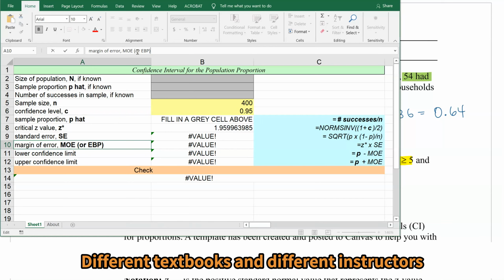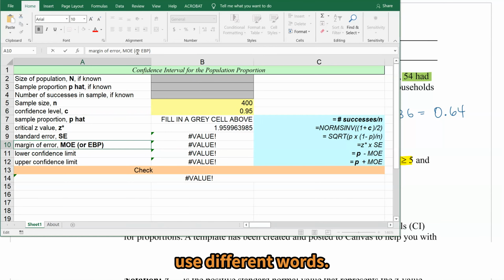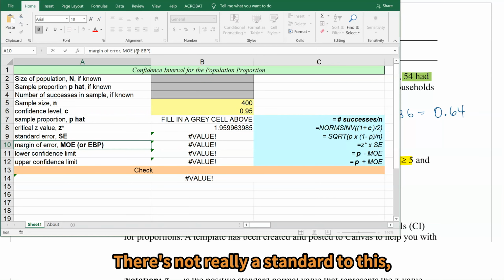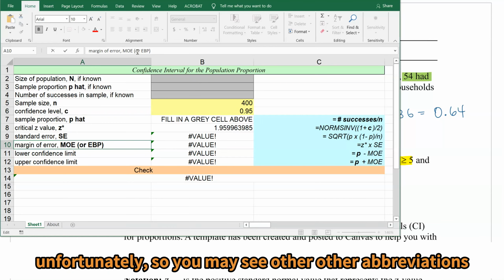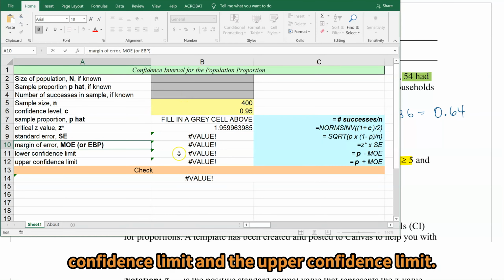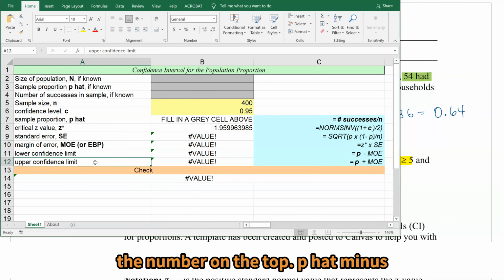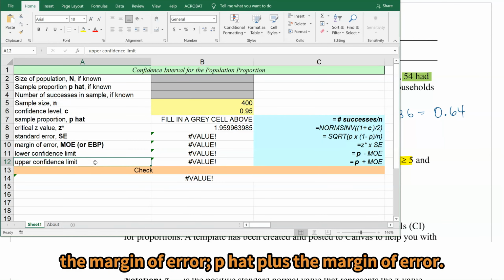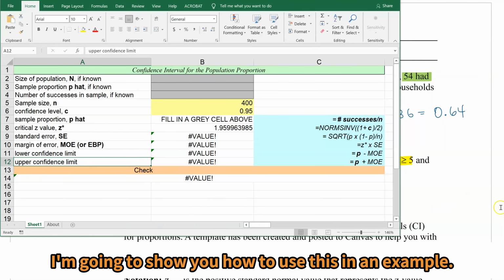Different textbooks and different instructors use different words. There's not really a standard to this, unfortunately. So you may see other abbreviations coming up. And then the lower confidence limit and the upper confidence limit. So the number on the bottom, the number on the top. P minus the margin of error, P plus margin of error. I'm going to show you how to use this in an example.